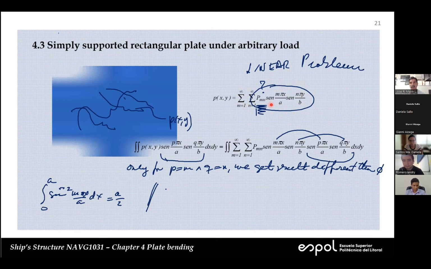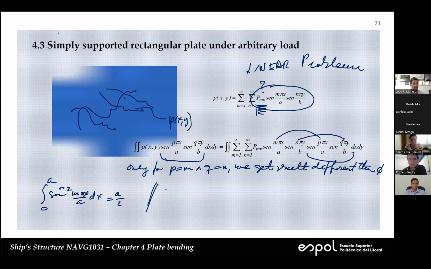So we have the solution for each one of these terms, okay? P_mn, sine of m pi x over a, and similar for the y direction. So we have that from the previous subchapter. So we could apply that solution to each one of these terms. And then we just simply combine.